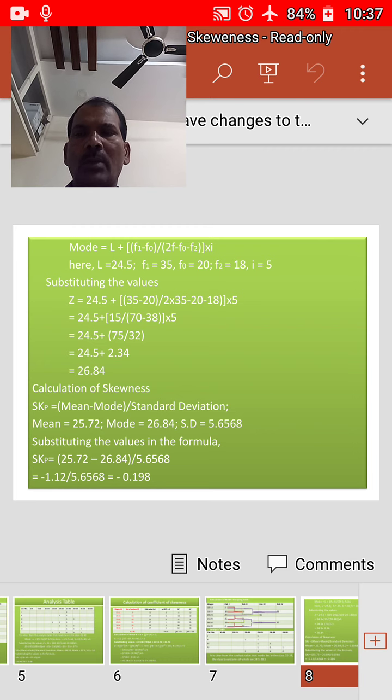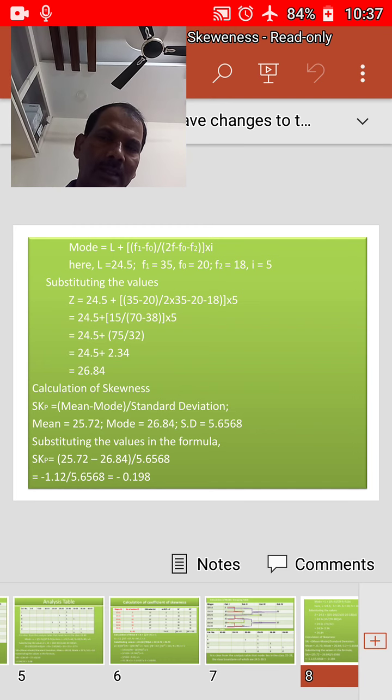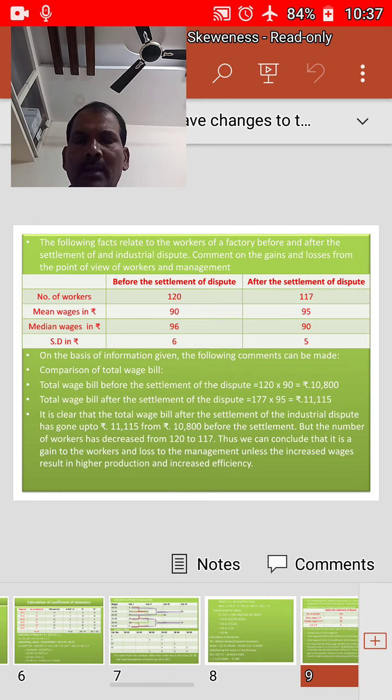Substituting the values in the formula, you will get SKP is equal to (25.72 minus 26.84) by 5.6568, which is equal to minus 1.12 by 5.6568, which is equal to minus 0.198. Thus the series is negatively skewed. We will conclude with the results.